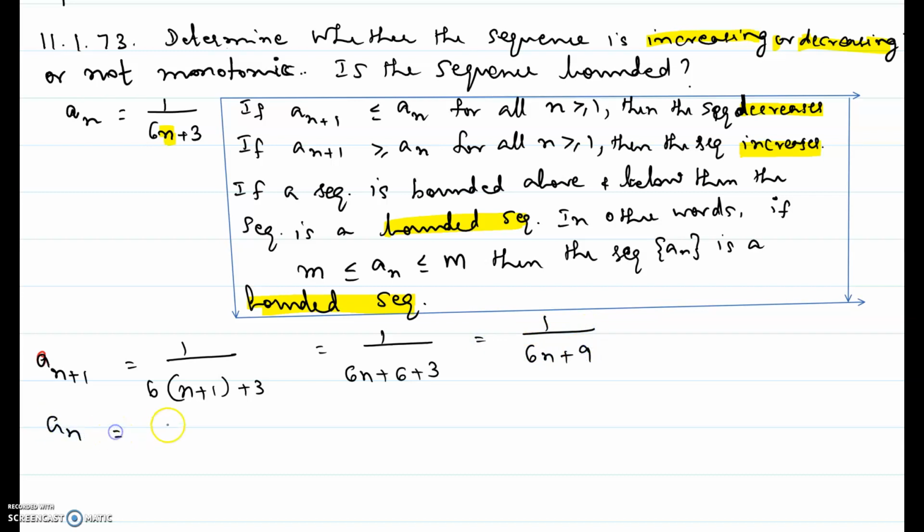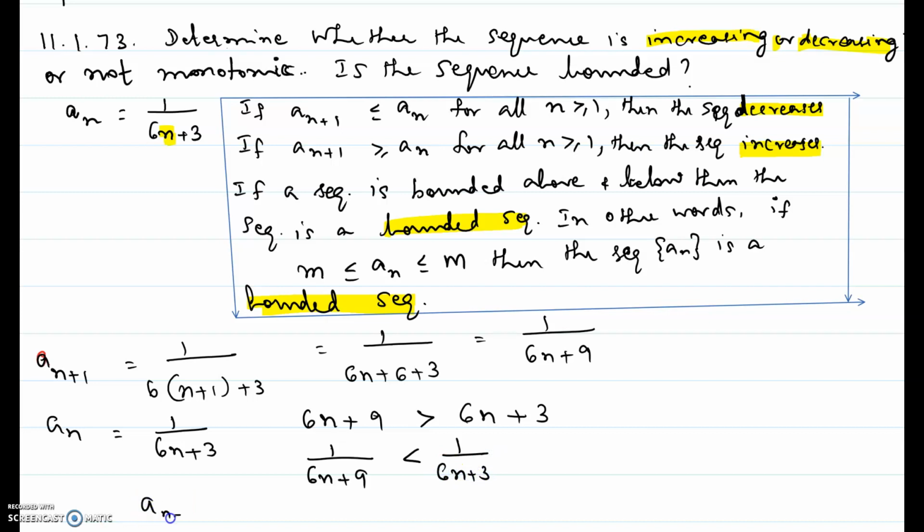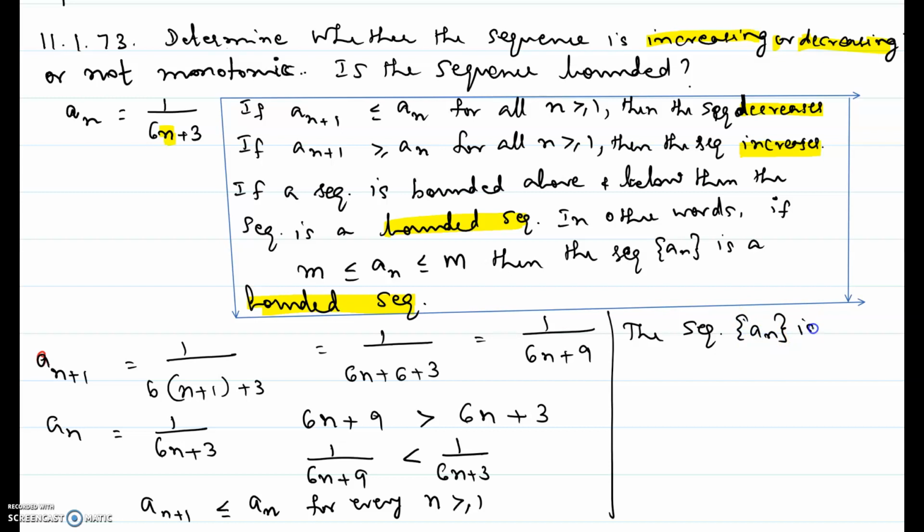So we have a sub n, which is given as 1 over 6n plus 3. So obviously, the denominator of a sub n plus 1, 6n plus 9, is more than the denominator of a sub n, which is 6n plus 3. So if you take the reciprocal on both sides, 1 over 6n plus 9 is less than 1 over 6n plus 3. This establishes a sub n plus 1 is less than or equal to a sub n for every n more than or equal to 1. Now this shows that the sequence a sub n is decreasing. That is the first part of the problem.